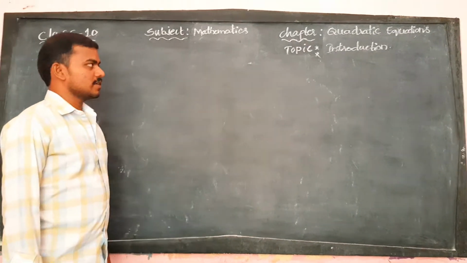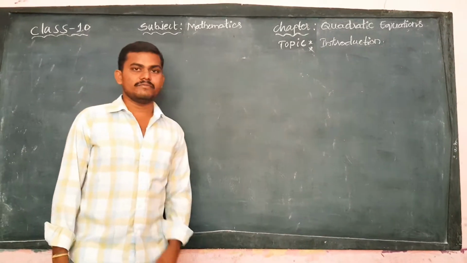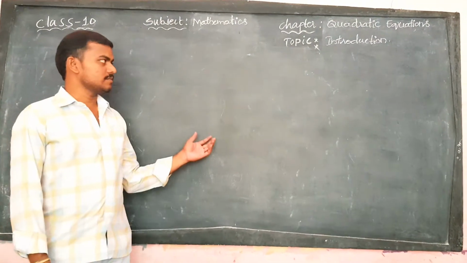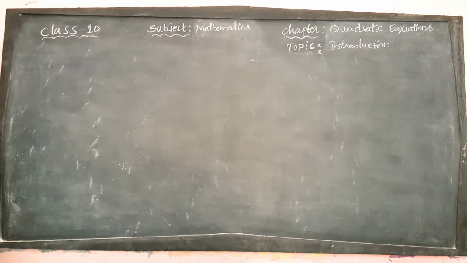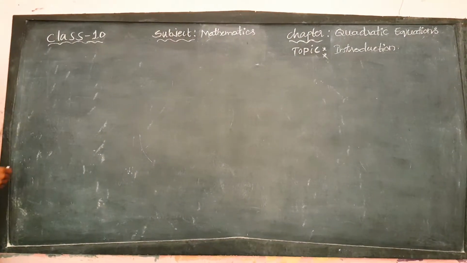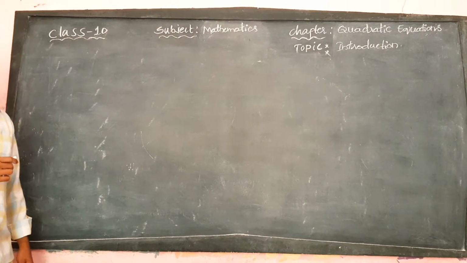The topic we are discussing is quadratic equation. Quadratic equation is the fifth chapter of the 10th class mathematics. So what is the definition of quadratic equation? A second degree polynomial is called a quadratic equation.